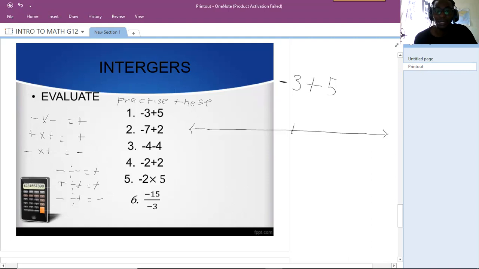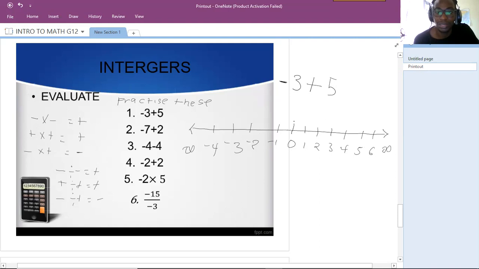Then you'd say, okay, that's 0. Then you say 1, 2, 3, 4, 5, 6, and it doesn't end. Then on this side you say negative 1, negative 2, negative 3, negative 4, and it doesn't end. Then you say, okay, it says negative 3 plus 5.